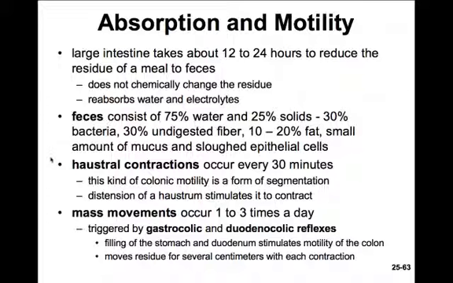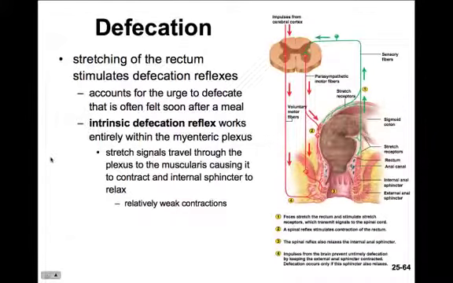The other kind of motility is mass movement. And this occurs 1 to 3 times a day. It's triggered by gastrocolic and duodenocolic reflexes. So the filling of the stomach and the duodenum will stimulate motility in the colon. And it actually moves stuff along for several centimeters with each contraction. And this might explain why it's very common for someone within an hour after eating a breakfast, let's say, to need a bowel movement. So these mass movements can stretch the rectum, which would cause this defecation reflex.